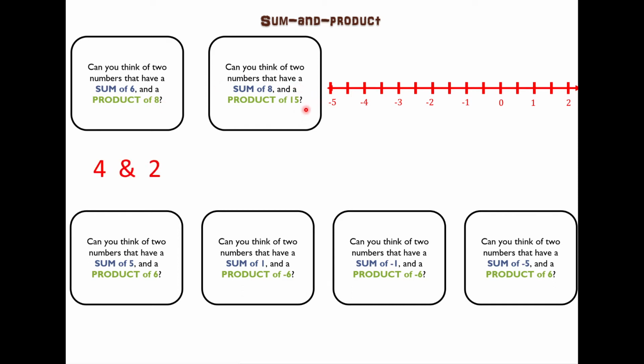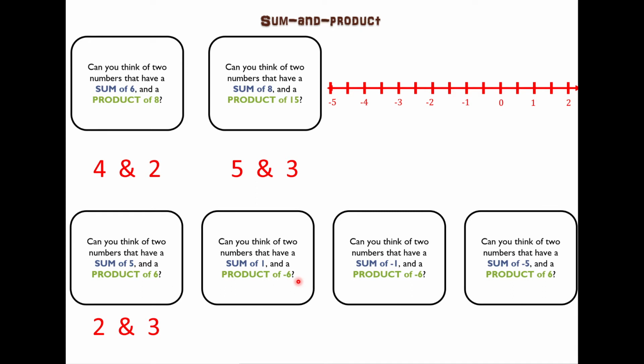Can you think of two numbers that have a sum of 8 and a product of 15? Well, 5 and 3, or 3 and 5. That does the job. What about two numbers that add up to give 5, so their sum is 5 and their product is 6? That one's even easier. 2 and 3.